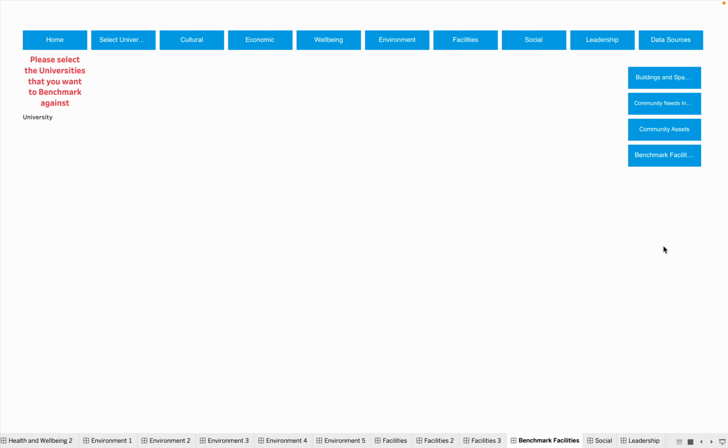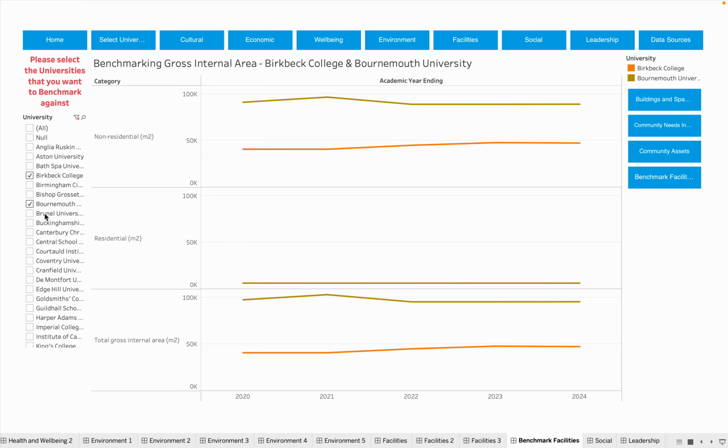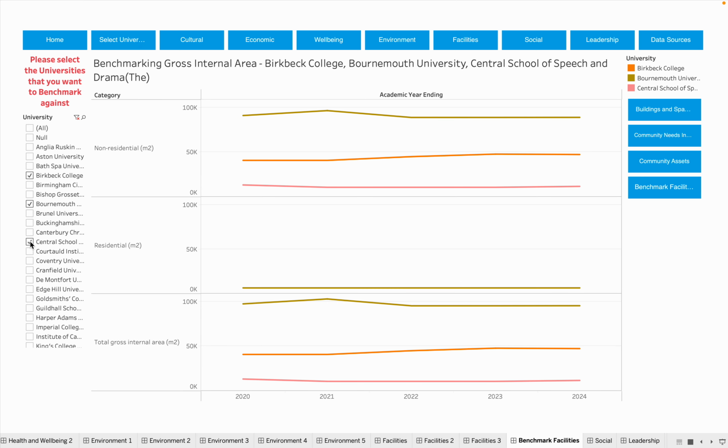For this domain, the next thing I can do is benchmark. You can see that I had selected Bournemouth and Goldsmith to benchmark myself regarding non-residential, residential, and total gross internal area. I can change that if I want to have a look at different schools and compare myself in the area of the facilities of those universities. So that's the end of the facilities domain.